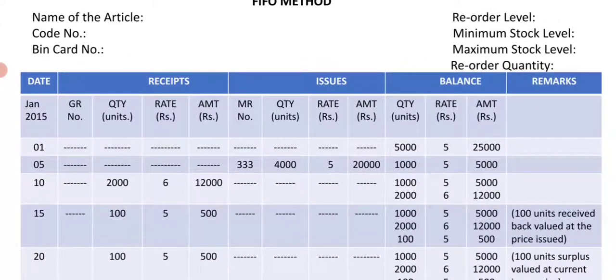The store's ledger account contains 5 main columns. One is date, second is receipts, third is issues, fourth is balance, fifth is remarks. Under the receipts column we have 4 other columns: GR number, quantity, rate, and amount. In the issues column we also have 4 columns: MR number, quantity, rate, and amount. In the balance column we have quantity, rate, and amount.